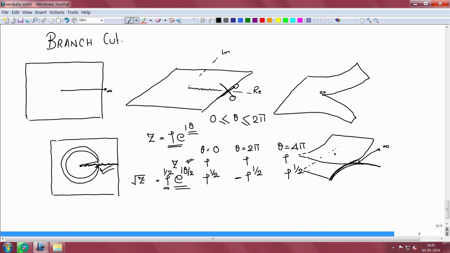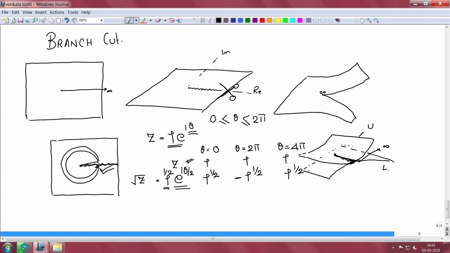So, that is the lower sheet which is in the dotted line. Okay. And it goes and meets the lower sheet here. Okay, that is the lower sheet. So, this is the upper sheet, this is the lower sheet. Okay. And now here is the cut. From origin to infinity is the cut.